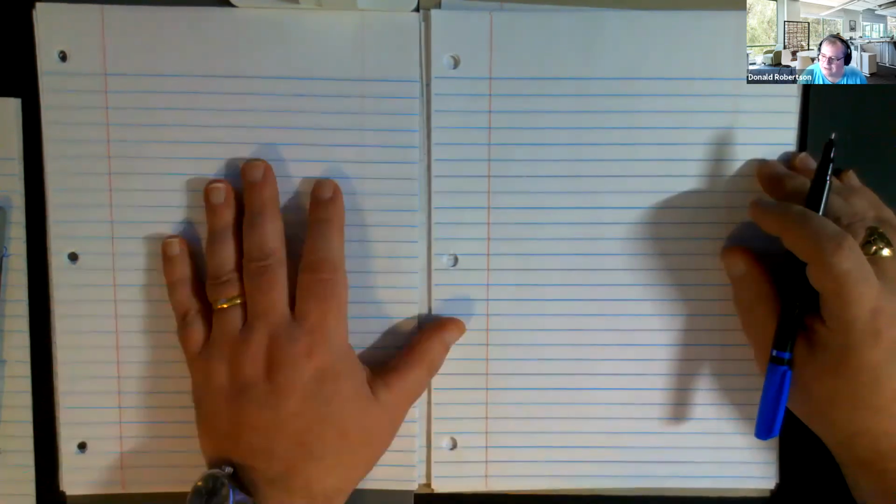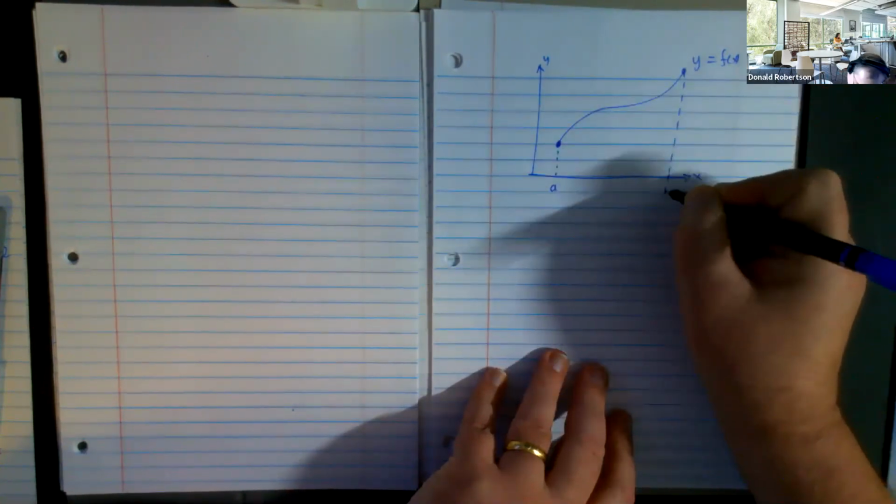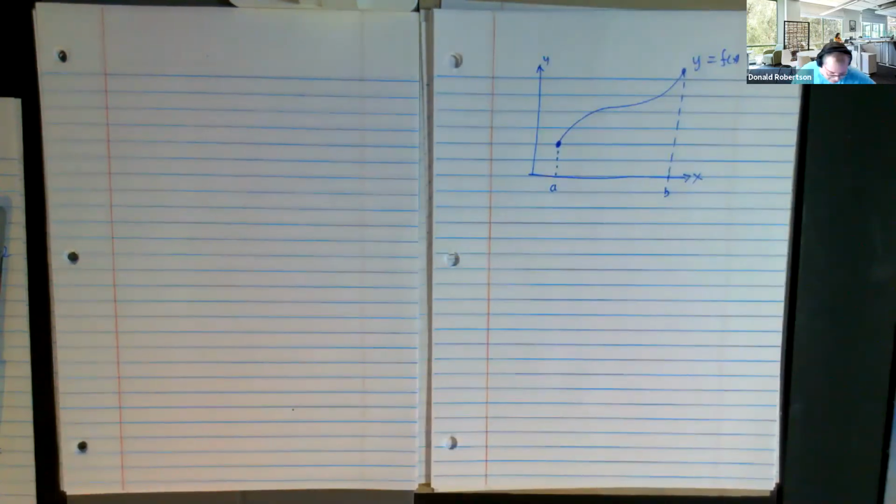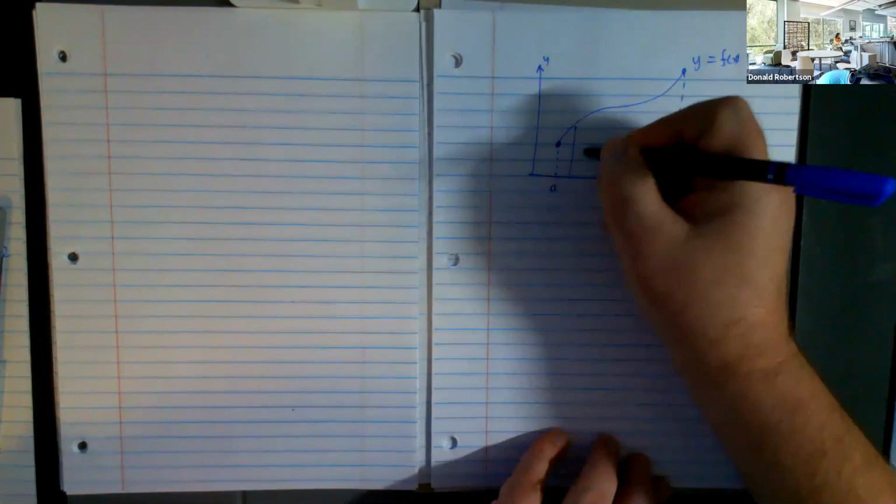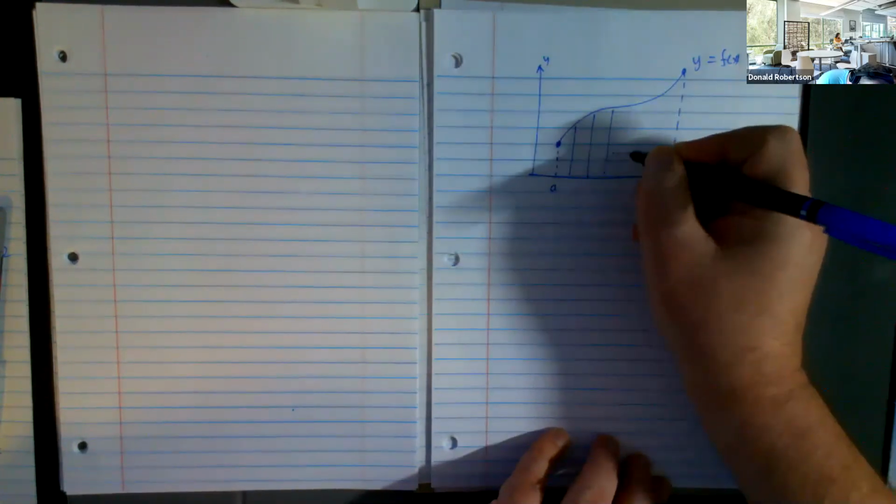So if it doesn't make sense the first time, you might want to go back, look at this video and just play this piece over again. Maybe the second or the third time it'll finally click. So we're going to take a general function, y equals f of x. And because it's a general function, it's going to start at x equals a and finish at x equals b. And we are going to split this into n strips.